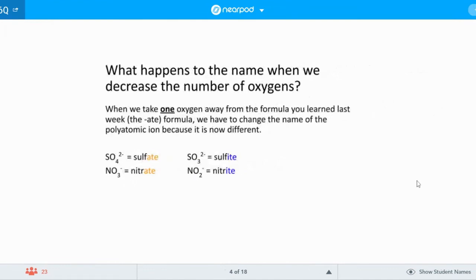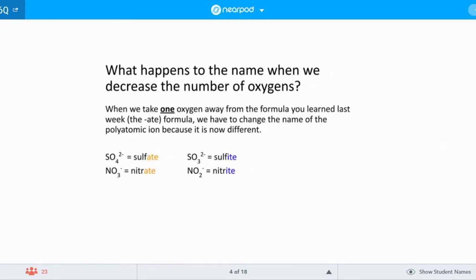So what happens to the name of the polyatomic ion when we decrease the number of oxygens? The first one we're going to look at is decreasing the number of oxygens in the formula by 1. Because when we decrease the number of oxygens by 1, we change the formula, we have to have a different name for the new ion we're creating. We've got two examples on the screen right now: SO4 2- for sulfate and NO3- for nitrate.